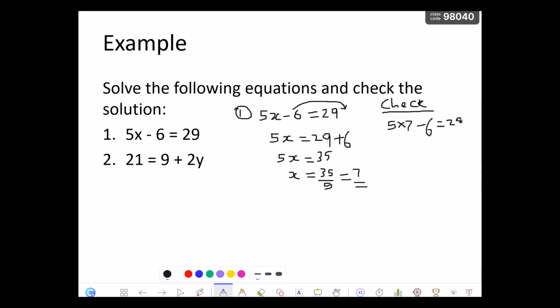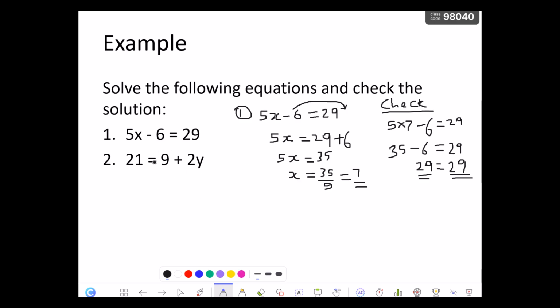So let's solve 5 times 7 minus 6 to see if you get 29. So 5 times 7 is 35 minus 6, and that is 29. So 35 minus 6 will give you 29. So that is that. So you can see that when we check it, the solution is correct. So both sides, left side equals to right hand side. So this is the solution of example 1.